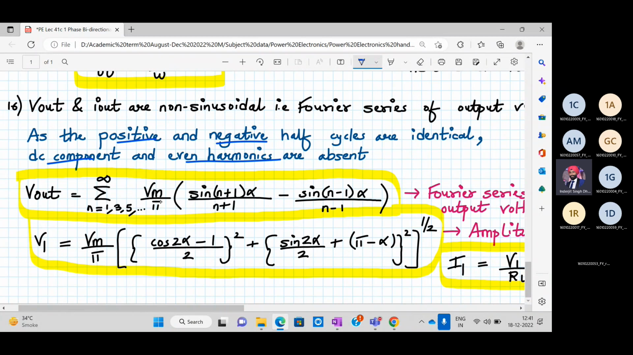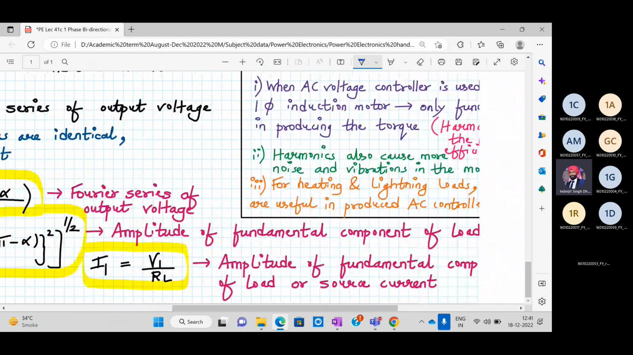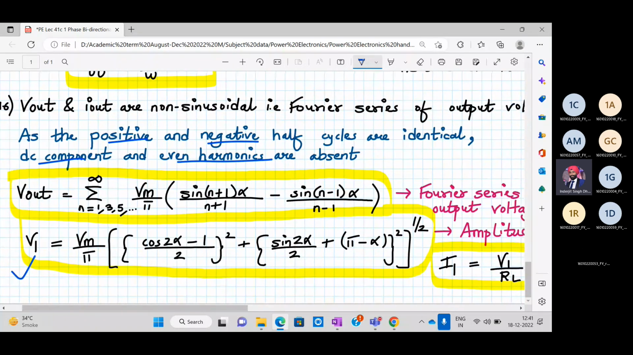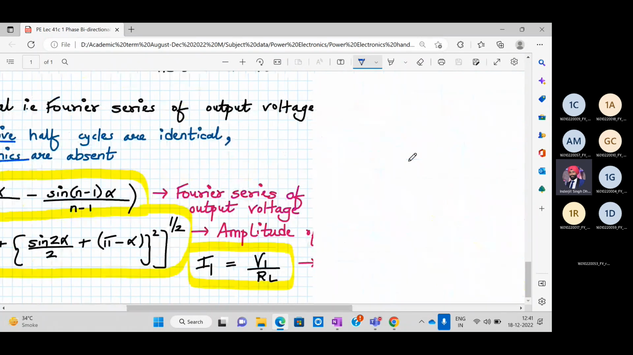So summation over n equal to odd numbers, Vm upon pi into sine of (n plus 1) alpha upon n plus 1, minus sine of (n minus 1) alpha upon n minus 1. Here we cannot determine n equal to 1. So n equal to 1, the fundamental component V1, has to be determined separately. Here is the formula given for V1. Similarly, I1 will be the amplitude of the fundamental component of load current, that is V1 upon RL, the load given. So these two expressions you have to take care of. If they ask you, you have to solve this. Derivations are not expected. Only the formulas have to be remembered.